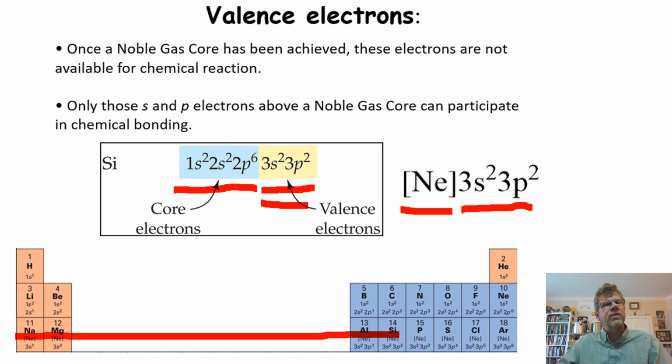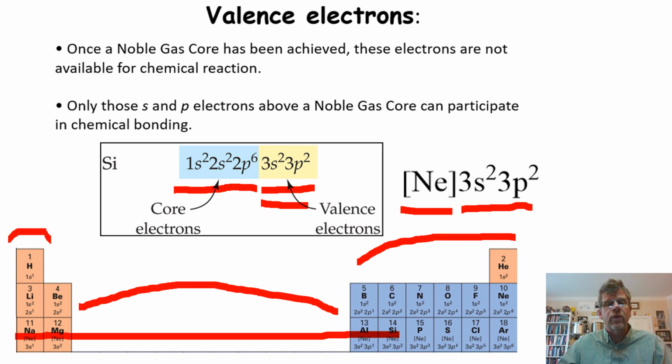It's all about counting over from the row that particular element lies in. Remember, we're only talking about the S block and the P block. If there happen to be D electrons in there, we would disregard them for the purposes of this model.